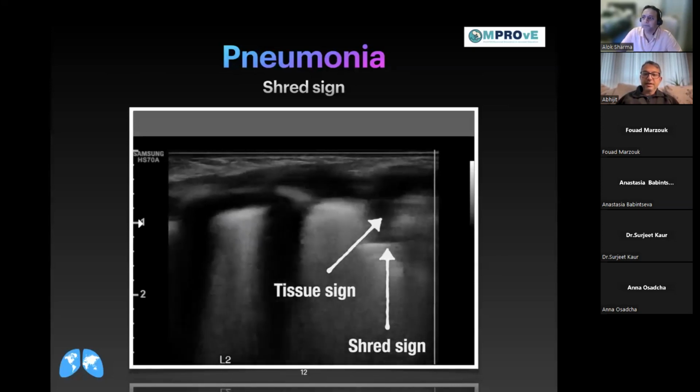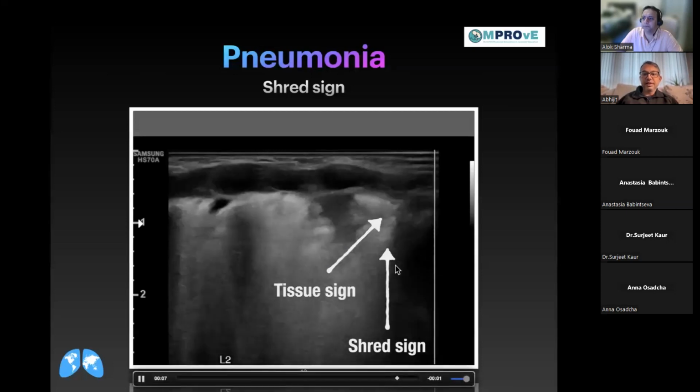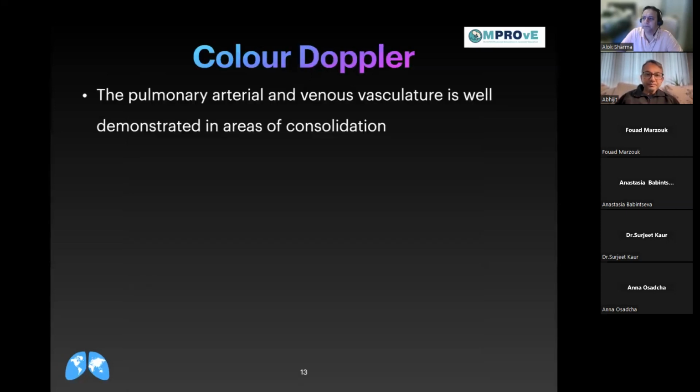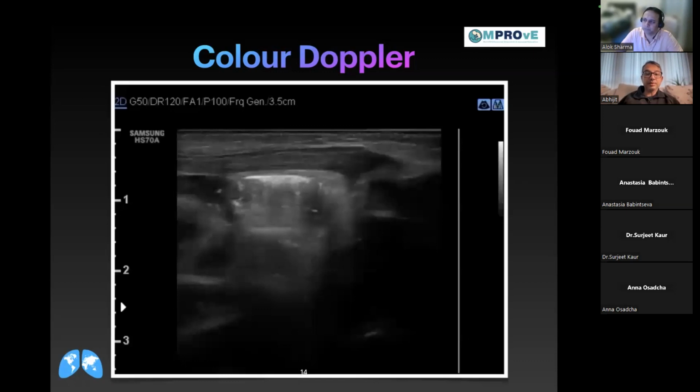And the central part of it, the cleared area, is your tissue sign. Right. So how does the color Doppler help differentiate the atelectasis or collapse from the consolidation? So the pulmonary arterial and venous vasculature will be well demonstrated. As I explained already, that's because it's an infected area. And as we have in the pathology, it's calor, dolor, so color, temperature, perfusion, all that goes up. So your perfusion is going up, and that's what we're going to pick up on the Doppler.